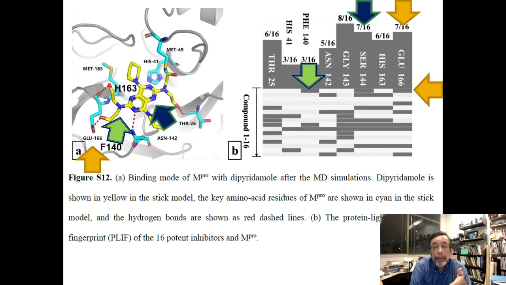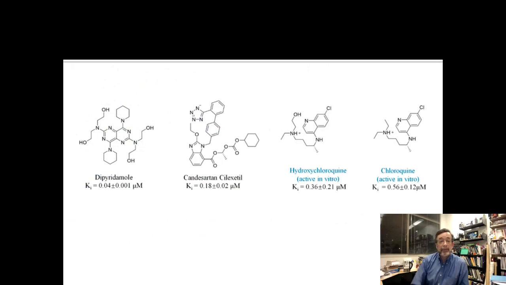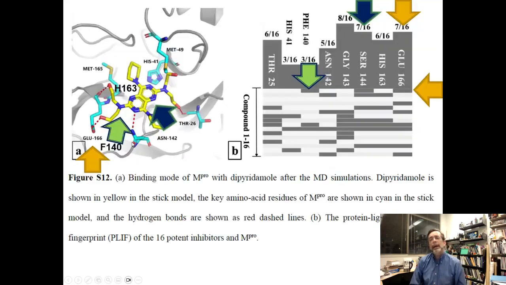So this is something that tells you what the computer found as the amino acids that interacted with each of the different compounds. And so what you have to do is use your organic chemistry brain and look at this. For example, this right here is the binding mode of the protease with dipyridamole after the MD simulations. That means the computer said that it bound this way. Dipyridamole has a 0.04 micromolar affinity. That looks pretty good. What does the computer say? Where does the computer say this affinity is coming from?